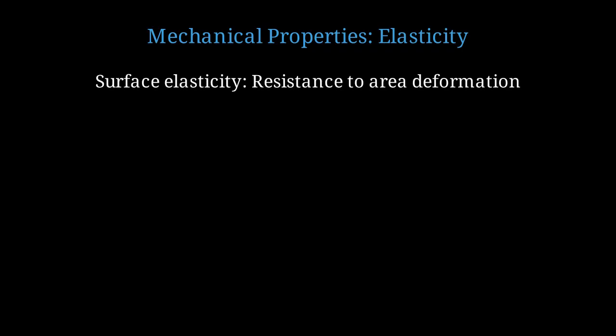Now let's explore the mechanical properties. Soap films and foams exhibit remarkable elastic behavior. Surface elasticity, also called the Gibbs elasticity, describes how the surface tension changes when you stretch the interface. E equals d gamma divided by d natural log A, where A is the area. This tells us how much the surface tension changes per fractional change in area.